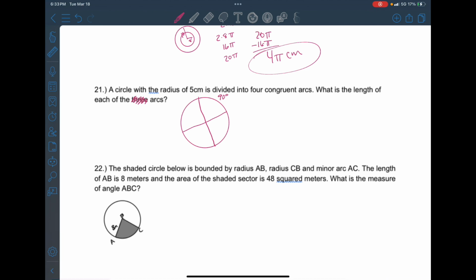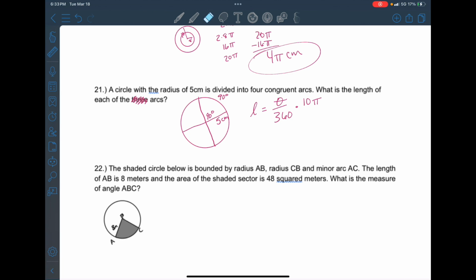90 degrees is the measurement of the arc. But that means this central angle is 90 degrees. We already said the radius is 5 centimeters. So we're going to use this, theta over 360 times 2 times 5 pi, which would be 10 pi.